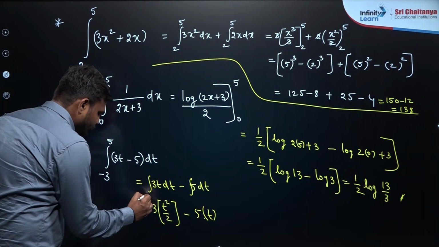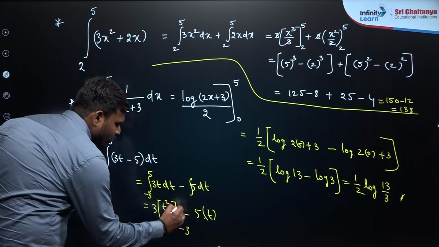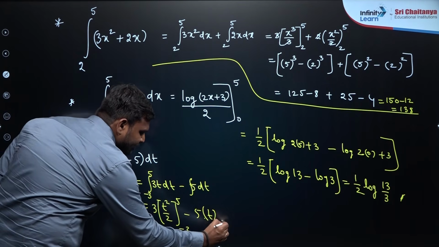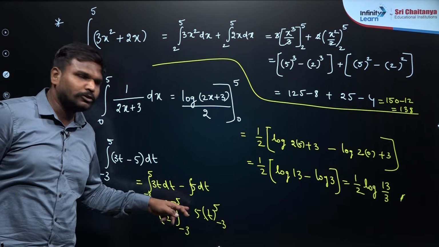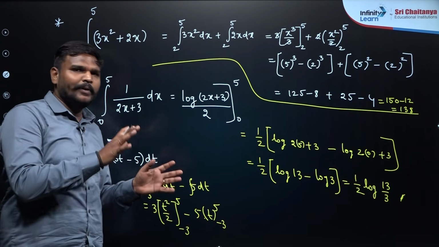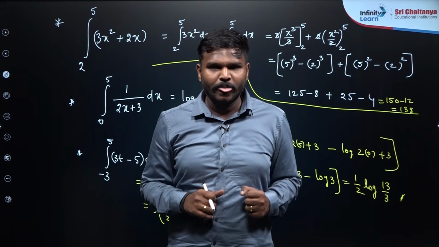So the limits are from minus 3 to plus 5. So first substitute the upper limit, then substitute the lower limit. Upper limit minus lower limit will be the answer for this question. Is that clear?